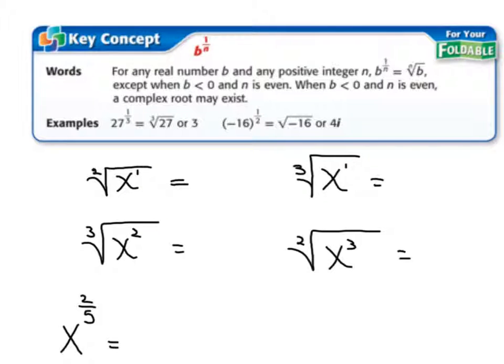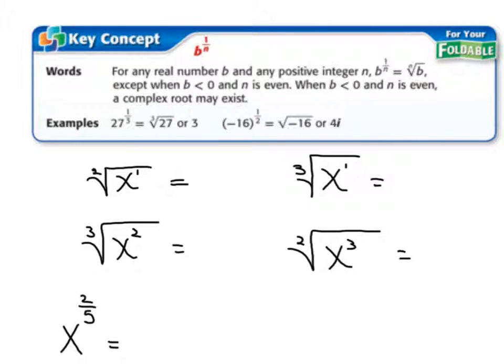So this diagram shows that b to the 1 over n power means that if you had a base b written to a rational, when I say rational, I mean it's a fraction. You can see it's 1 over n. Then you can rewrite it. If you have b to the 1 over n power, then you would write it as the nth root of b to the first power.